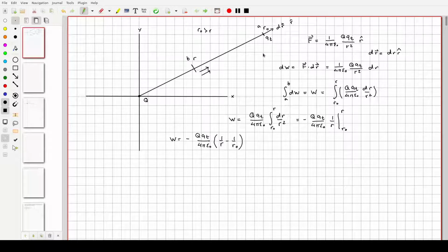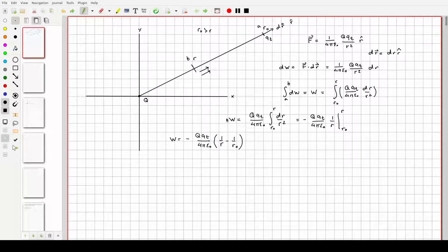So like I said earlier, if you think of this thing as traveling towards the charge here with a velocity, this force is going to act on it to try to push it away. You should get negative work, and as you can see, that's exactly what we get.